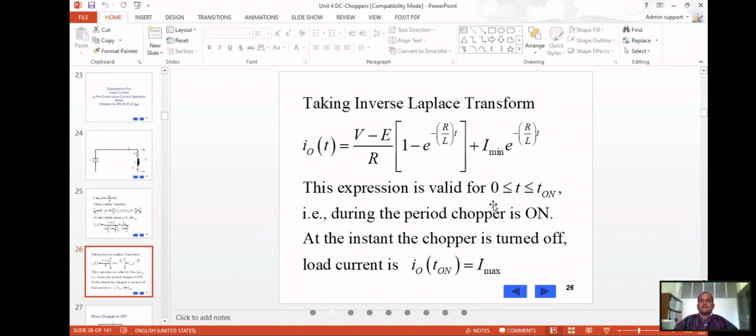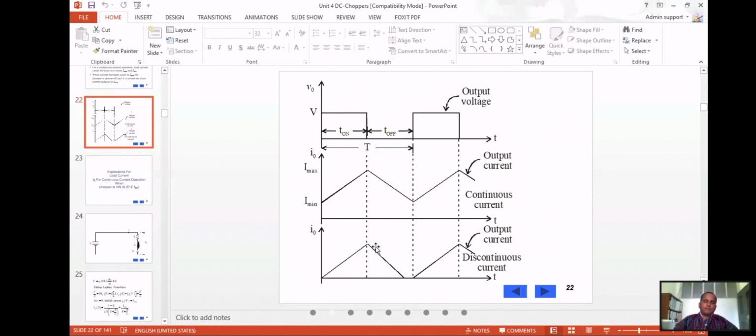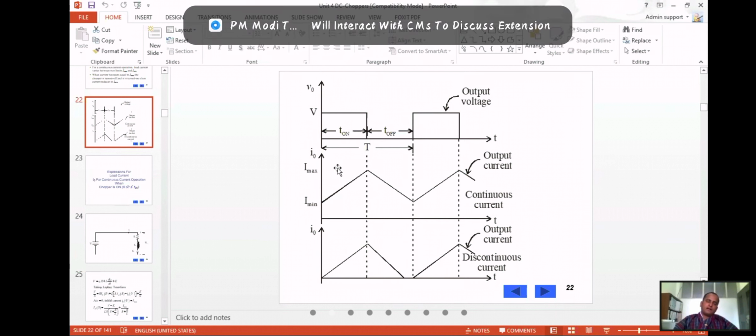So this expression is valid for 0 less than or equal to t less than or equal to t on. So during this period, the chopper is on. At the instant the chopper is turned off, I naught will be I max. With this diagram, when the chopper is turned on, it will be I min. So when the chopper is turned off, it will reach the maximum current I max.